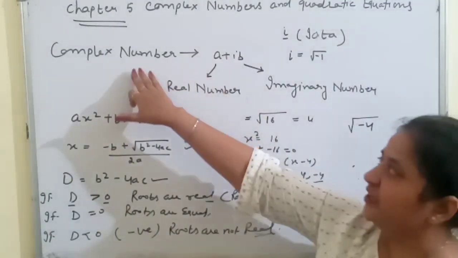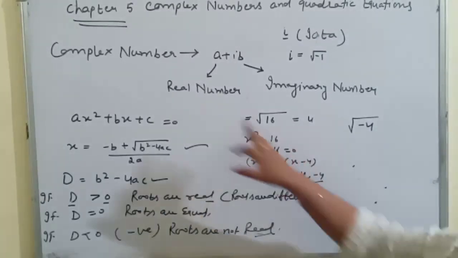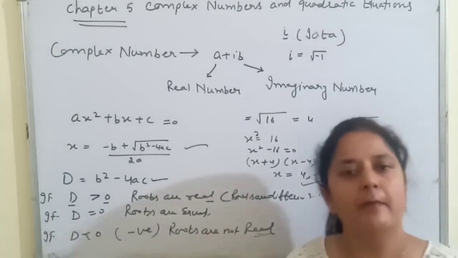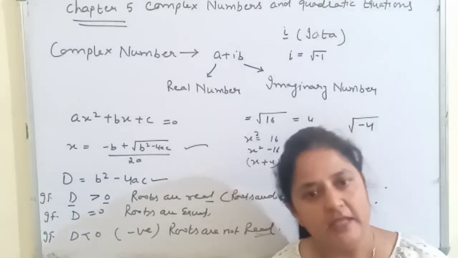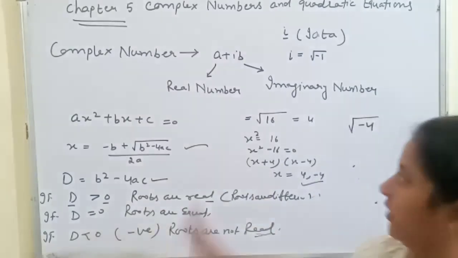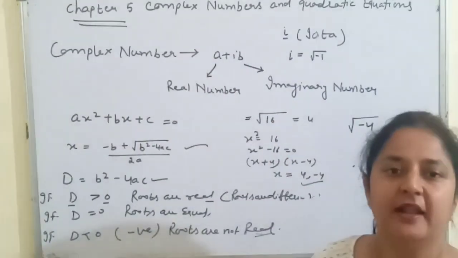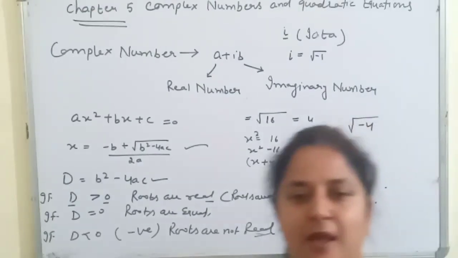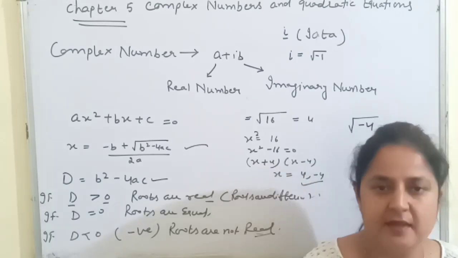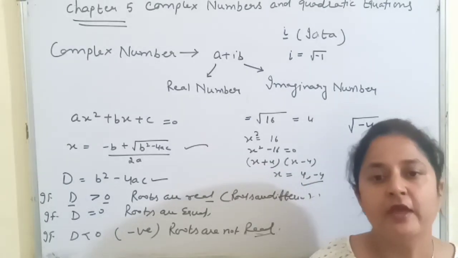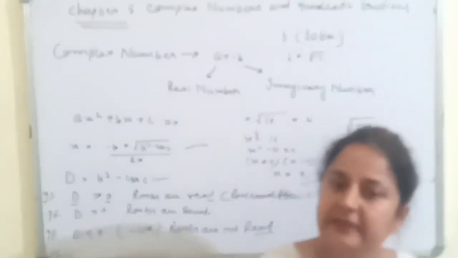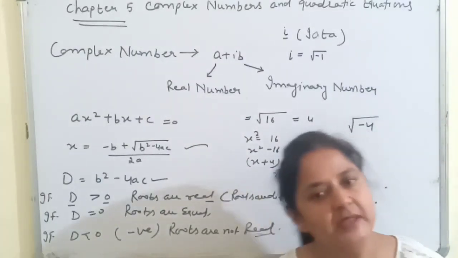Now what is the definition of the complex number? Now come to this point. What are complex numbers? A complex number is a number which is in the form a plus iota b. What is a here? a is a real number and b is an imaginary number which has the iota with it. So the definition of the complex number is a number in the form of a plus iota b. One part is real, a is real here, and b is imaginary.